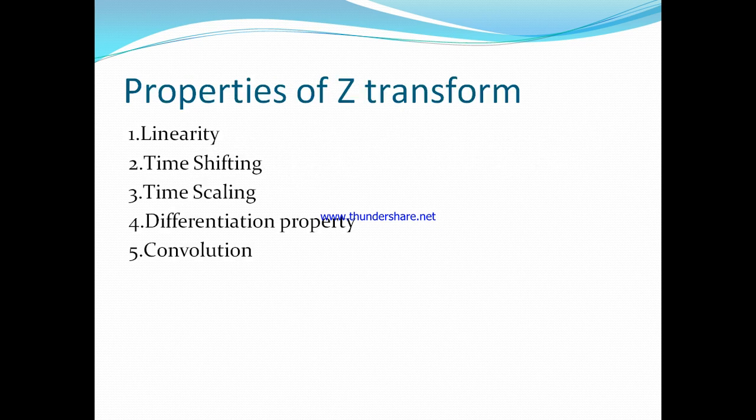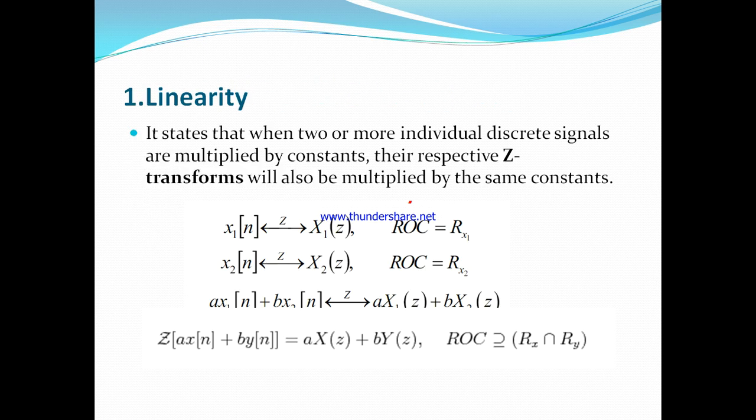Again, we are going to see the properties of the Z transform. We have some properties. First, linearity. Second, the time shifting property. Third, the time scaling property. And fourth, the differentiation property. The final one is the convolution property. Now let's see the linearity property.